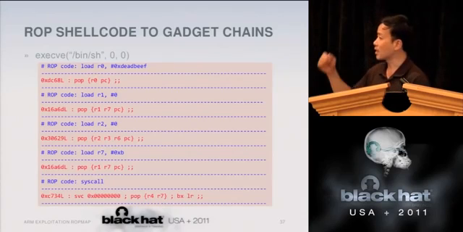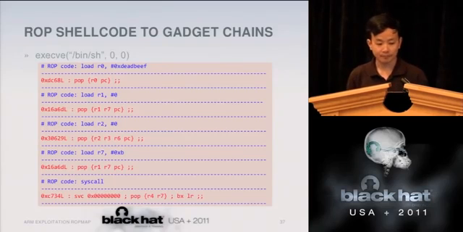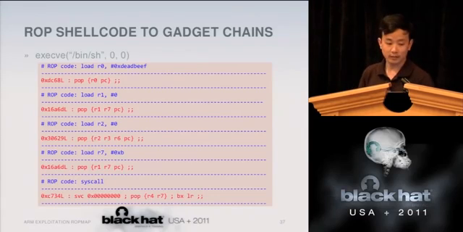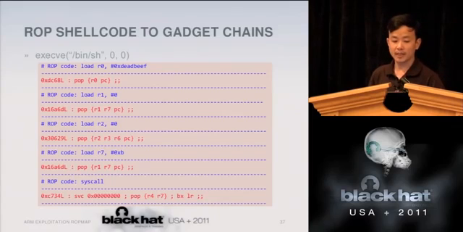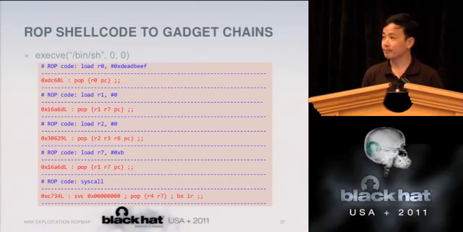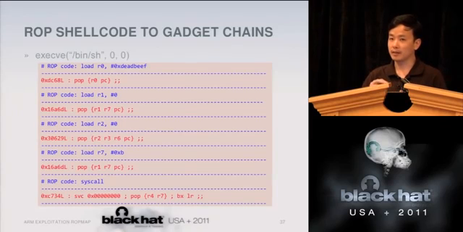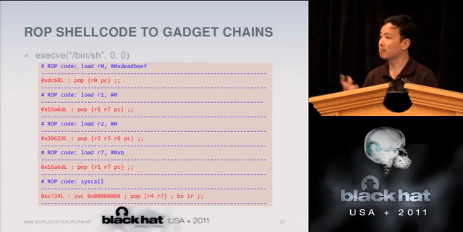Here is an example of ROP shellcode from the gadget chain. Here we have the ROP shellcode for exec /bin/sh. So the ROP code load R0 is equivalent to pop R0, PC. Load R1 is pop R1. So just very simple, just some pop instructions, and then finally the system call instruction. And you can see here in the chain, there are some instructions that may be duplicated in terms of loading the register, right? But we don't care now.